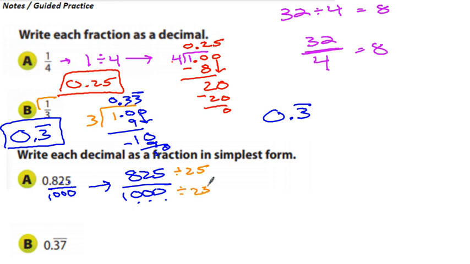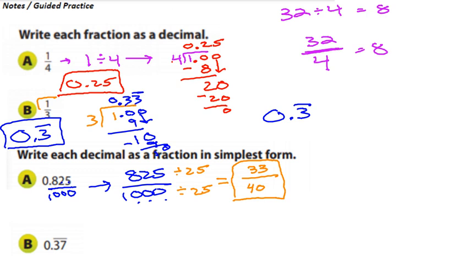I'm going to divide by 25 because I know that 25 goes into 1,000, and I know it goes into 825 because it ends in 25. So I'm kind of lucky, it's an easy one to find a big common factor. 1,000 divided by 25 is 40. 825 divided by 25, let's see, that's going to be 33. And there's my fraction in simplest form.